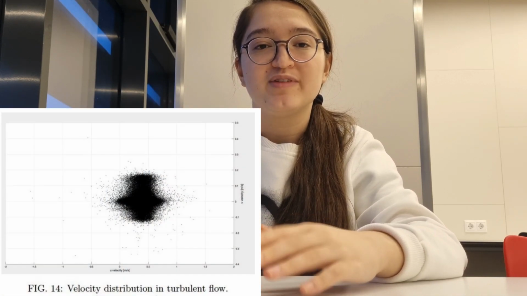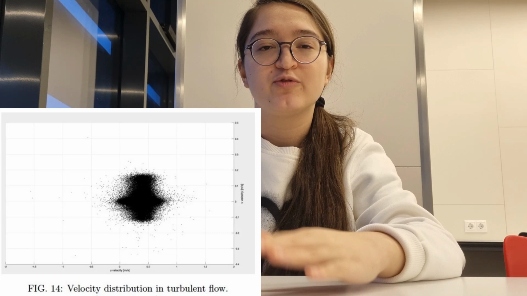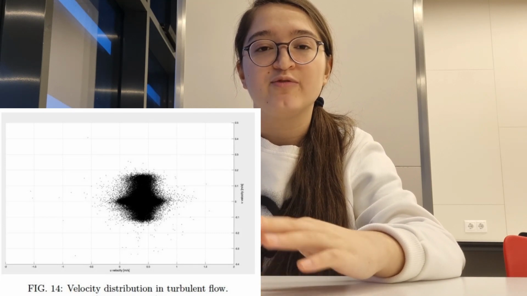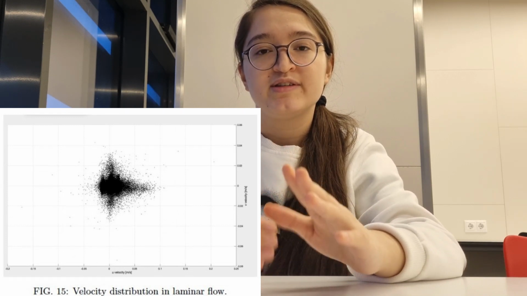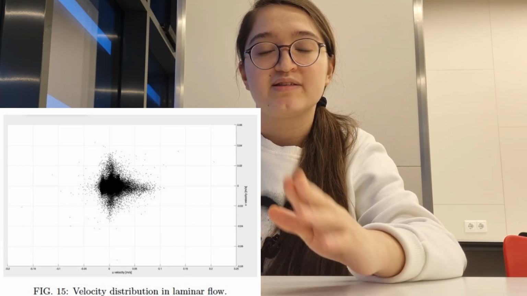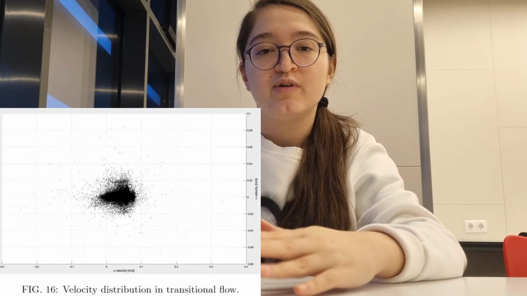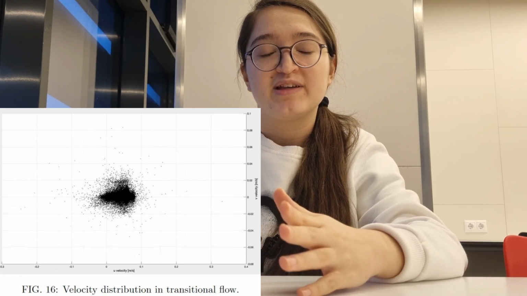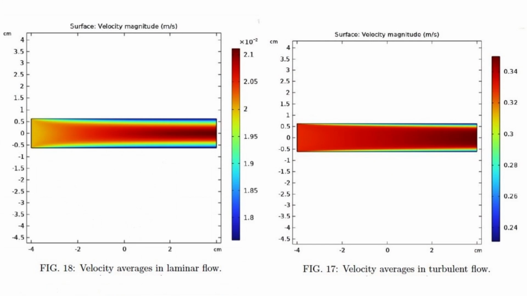For turbulent flow, we can see that the velocity vectors point in every direction, as expected for turbulent flow. For laminar flow, the velocity vectors are more concentrated in the x direction, as expected, but there are some erroneous y components. For transitional flow, aspects of both turbulent and laminar flow can be observed. Then we used COMSOL to simulate our experiments.